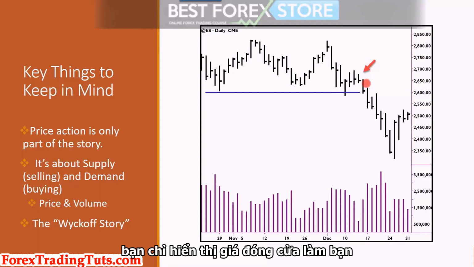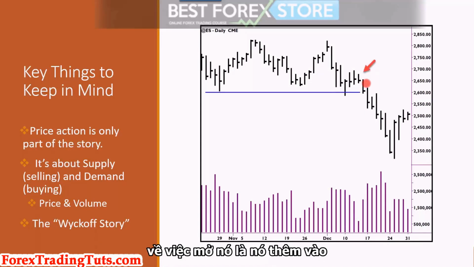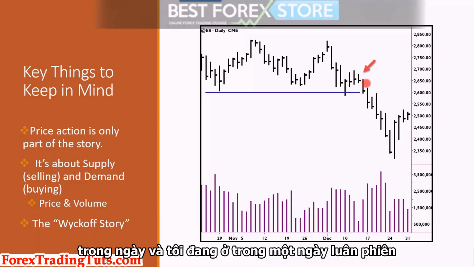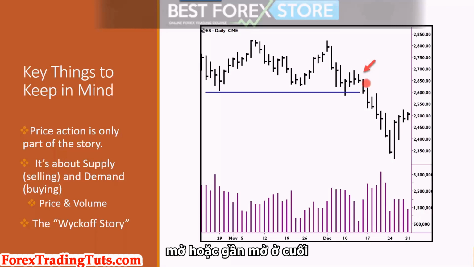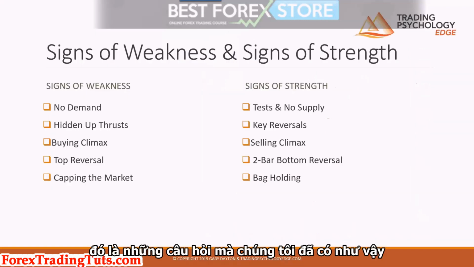You only display closing price. Do you not care about the open? I don't care about the open. It adds information we don't need. If I'm trading intraday and I'm in a rotational day, typically price will come back around to the open or near the open at the end of the day. That's the only time I am thinking about open, period. Okay, so that's the Wyckoff story, and those are the questions that we had.